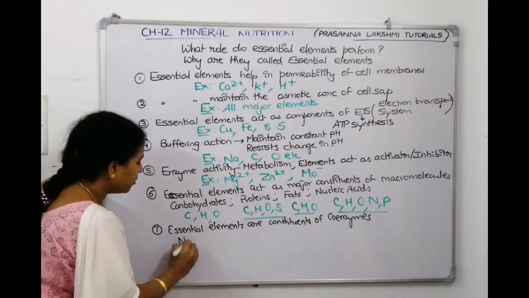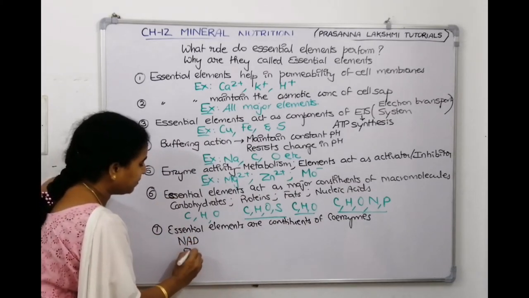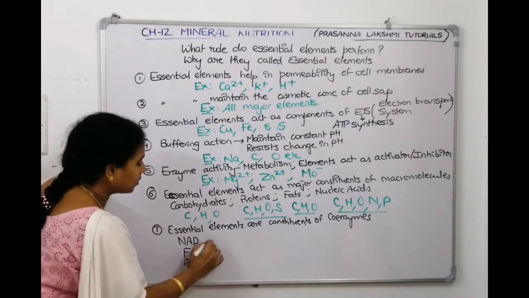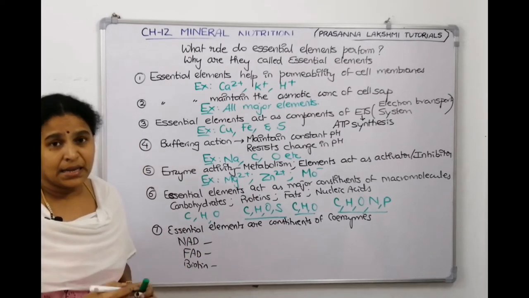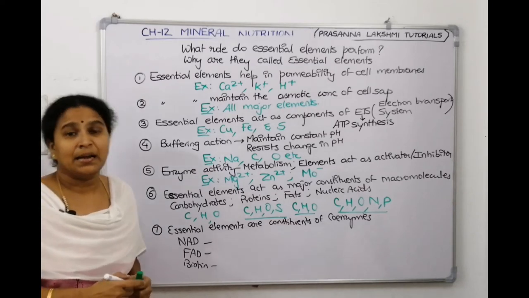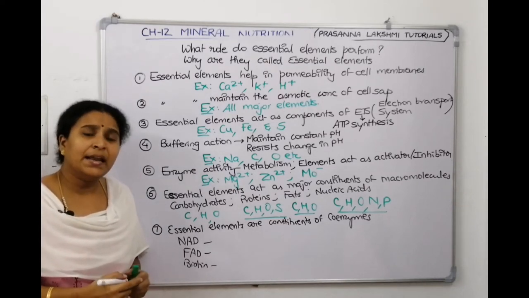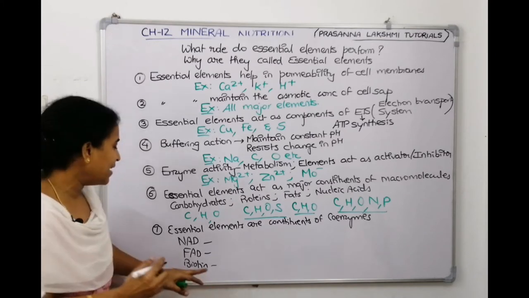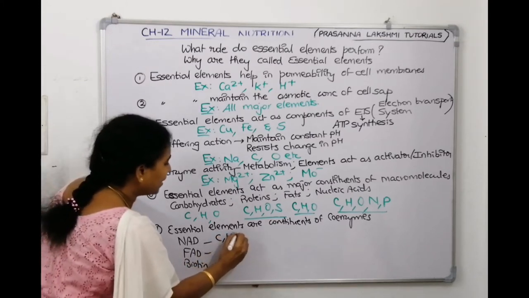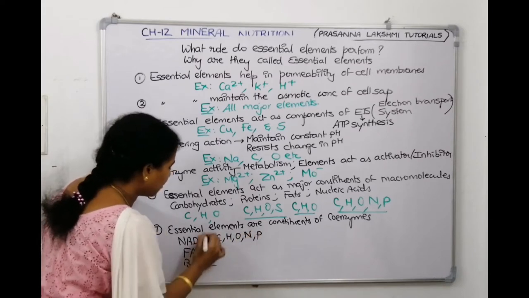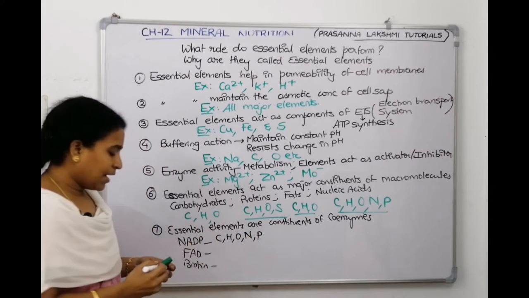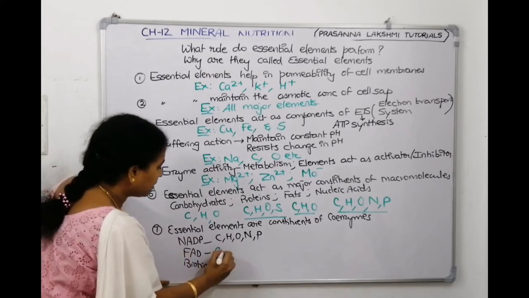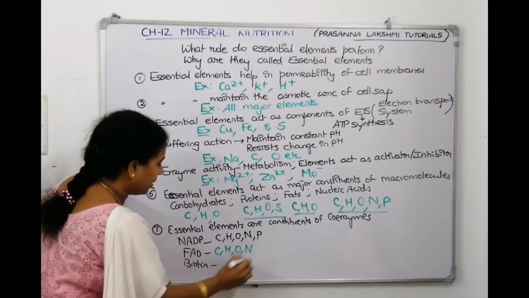Examples of coenzymes, come on, recollect. NAD is one coenzyme, FAD is another coenzyme, biotin is another coenzyme. Now NADP, nicotinamide adenine dinucleotide phosphate. What is it made up of? Carbon, hydrogen, oxygen, nitrogen, phosphorus, right? So NAD contains carbon, hydrogen, oxygen, nitrogen. P is also there in NADP. Now FAD, we have to say the same, but phosphorus will not be there. C, H, O, N will be there.